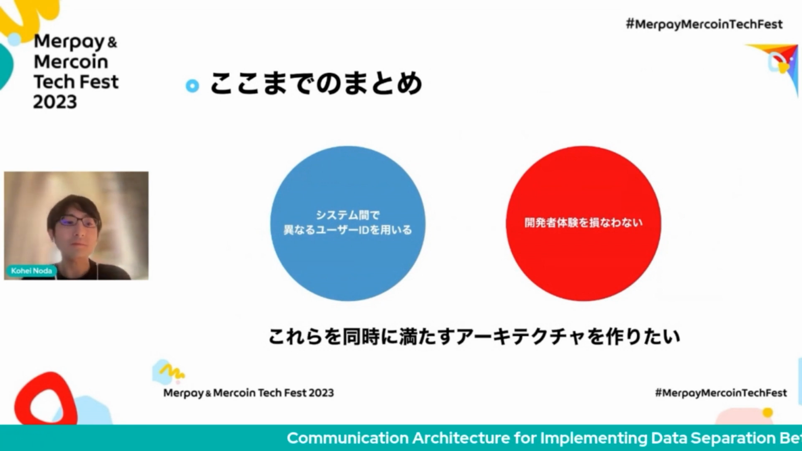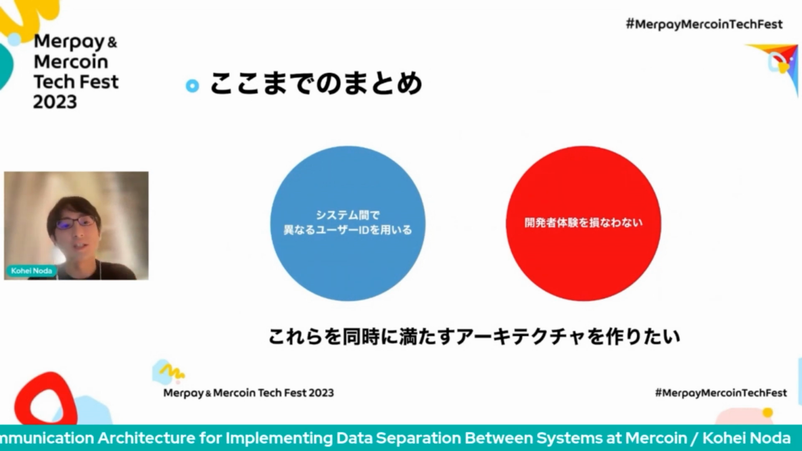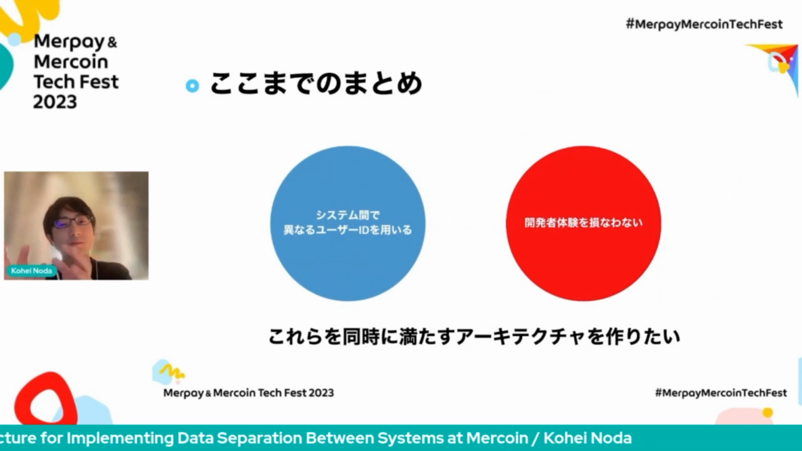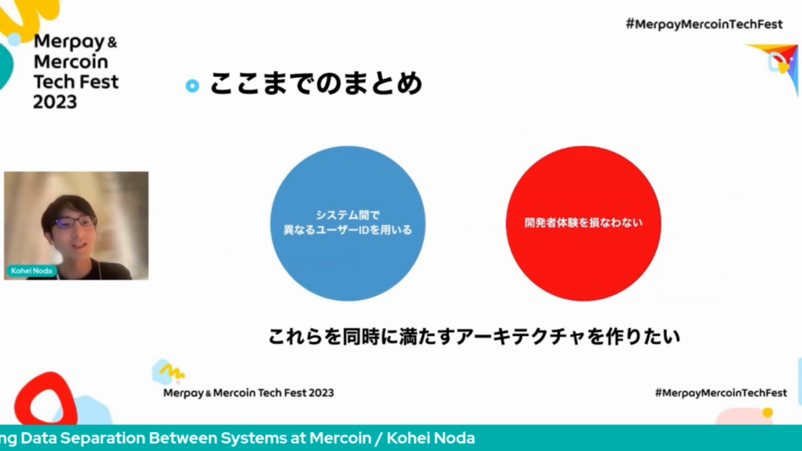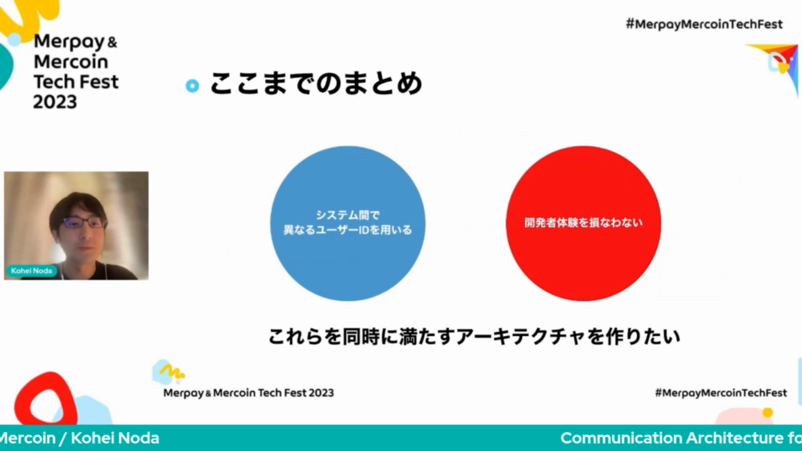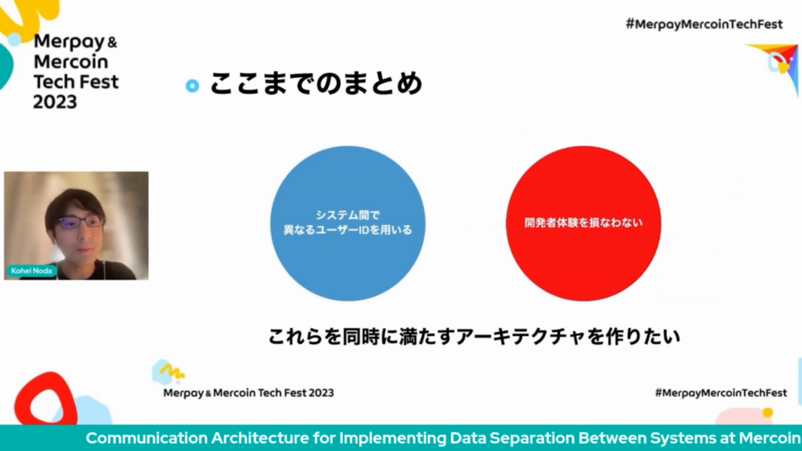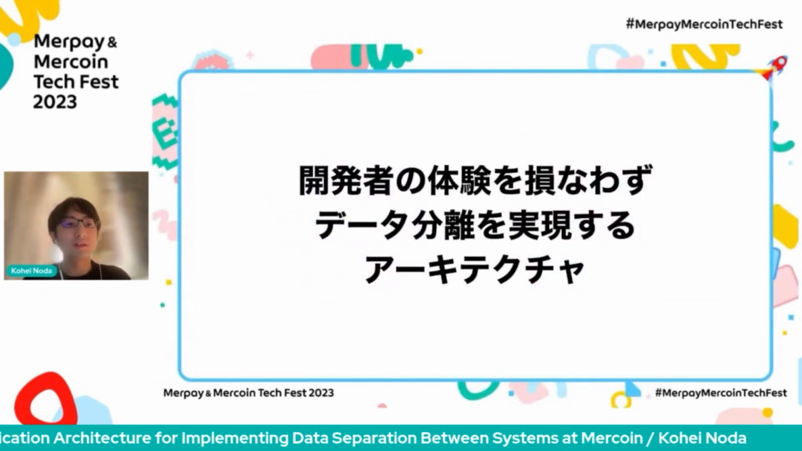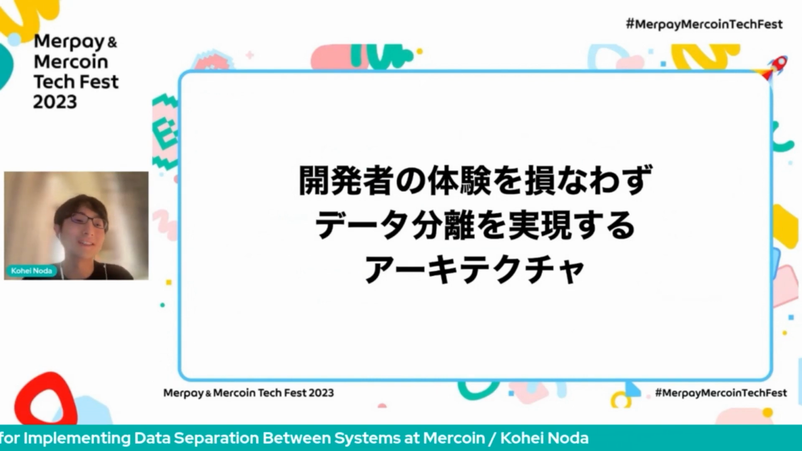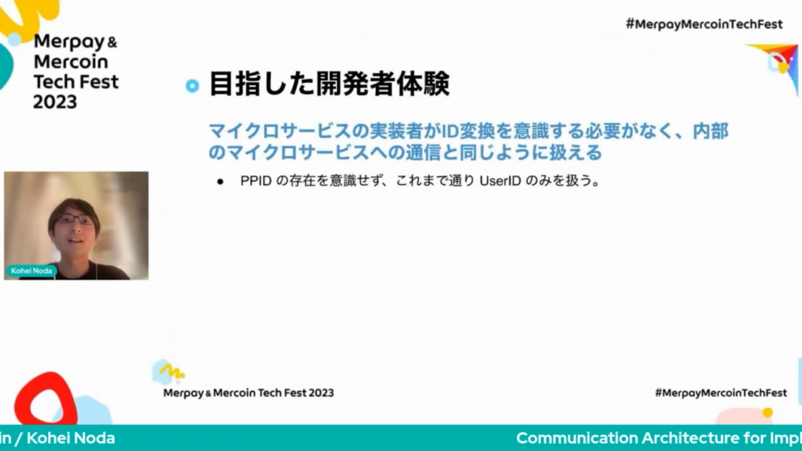So, to summarize, we wanted to protect user data by using different user IDs between systems, and we do not want to deteriorate developers' experience, and we wanted to enable rapid development. We wanted to create an architecture that would satisfy these requirements simultaneously. From here, I would like to talk about how we developed that architecture.